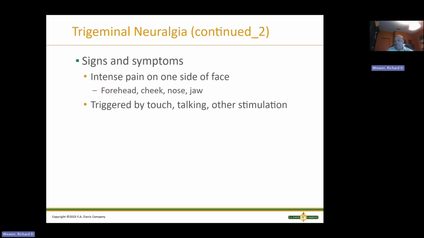Sleep provides a period of relief from the pain. So these patients may sleep a lot in order to avoid the pain attacks. They may also refrain from activities such as talking, face washing, teeth brushing, shaving, and eating to prevent this pain. So you can imagine what this looks like for these patients. Frequent blinking and tearing of the eye on the affected side can also occur.